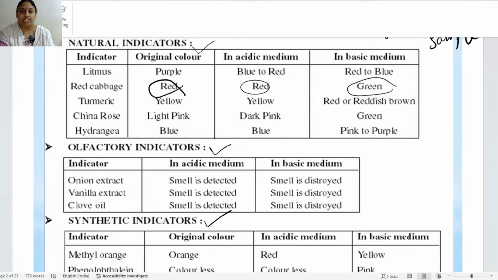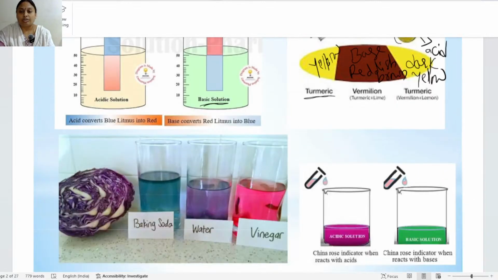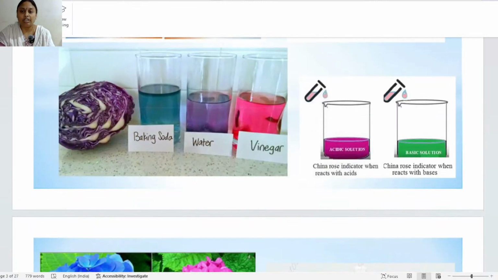And next we have the china rose. Original color is light pink. So here we will see the light pink color. In acids it gives the pink color, in bases it gives the green color.